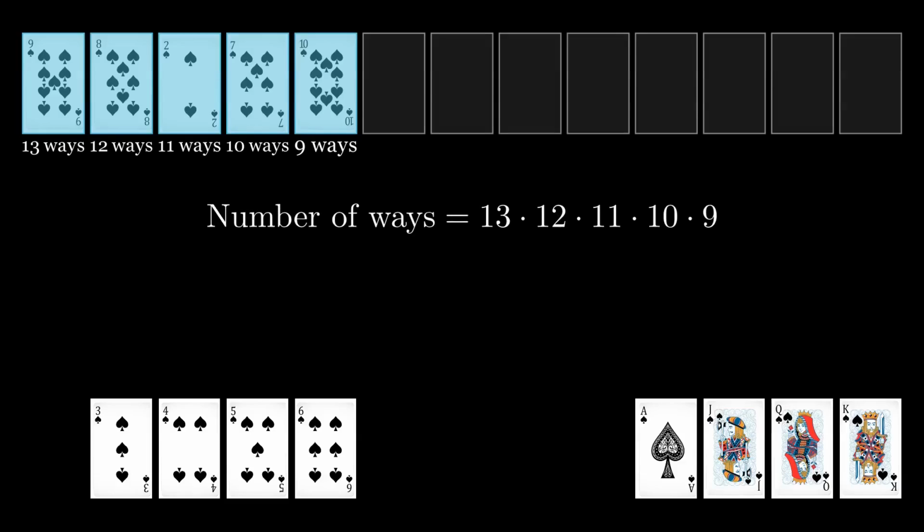This looks like the first few factors of 13 factorial, but each factor from 8 onwards is missing. It's the same as if we took the factorial of 13 and then divided by the factorial of 8. We can rewrite it like this: 13 factorial divided by 8 factorial. Also, notice that we can get 8 by taking 13 minus 5, where 5 was the number of items to be selected. Now we can generalize this rule.